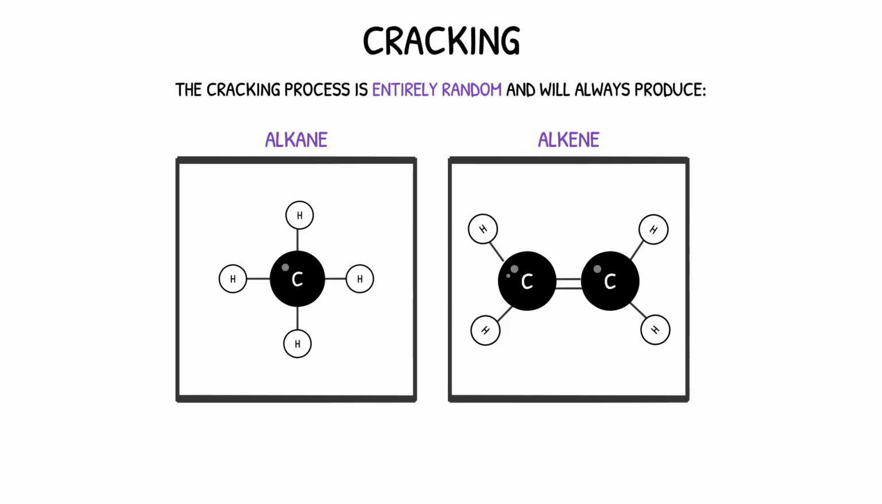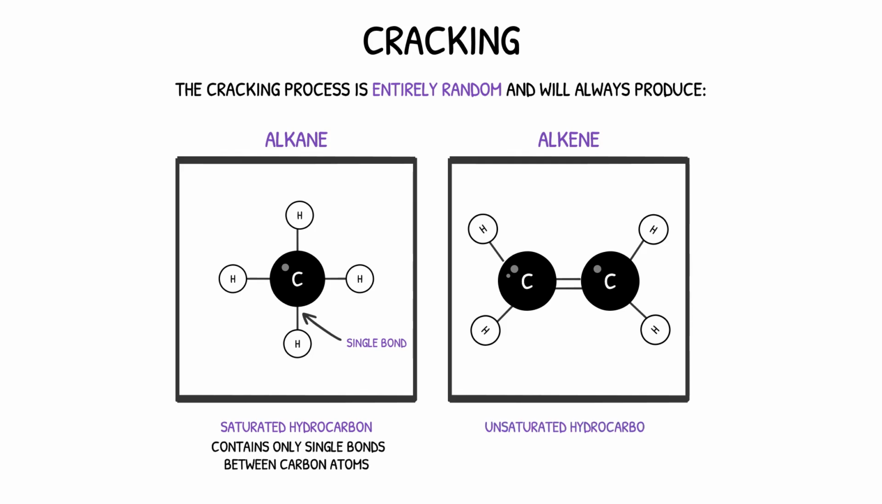Both alkanes and alkenes form homologous series of hydrocarbons. However, an alkane is described as being a saturated hydrocarbon because there are only single bonds between its carbon atoms, whereas an alkene is described as being an unsaturated hydrocarbon because there are double bonds between its carbon atoms. Alkenes are very useful in the industry for making different polymers such as plastic.